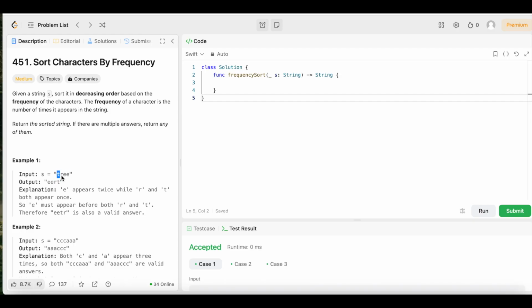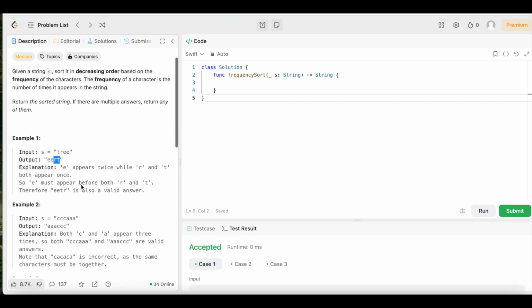Then we have a t and r. They both occur one time. So we could put the r and the t, or we could put the t and the r. It doesn't matter. It says if there are multiple answers, return any of them. So these are just the multiple answers. We could do "eetr" or we could do "eert" as long as we sort the characters by frequency in decreasing order, which in this case we have two e's, so they come first. Then we have one r and one t, so we put them second.